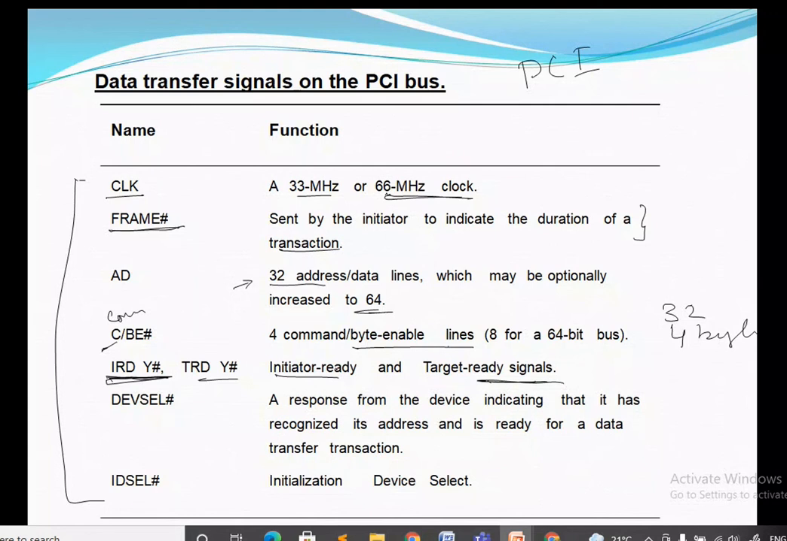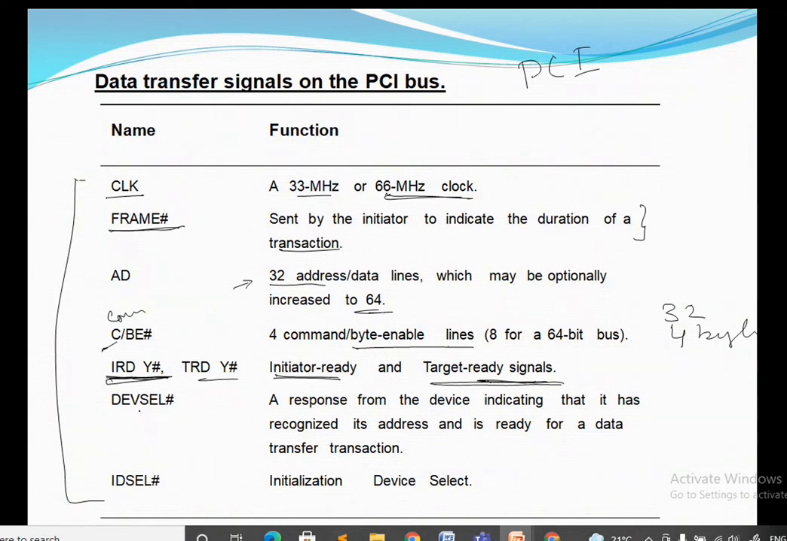So immediately the target is identified. If it is responding to that particular command, it is going to place the requested data and initiate the target ready signal to indicate to the initiator that the data is ready on the bus. Just relate master ready to initiator ready, slave ready to target ready.